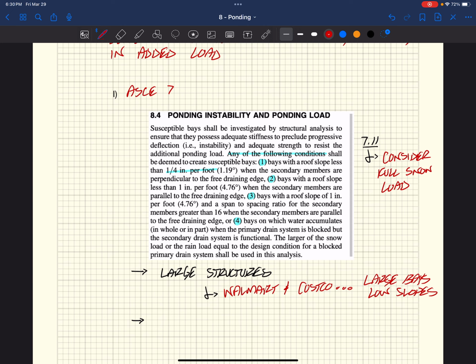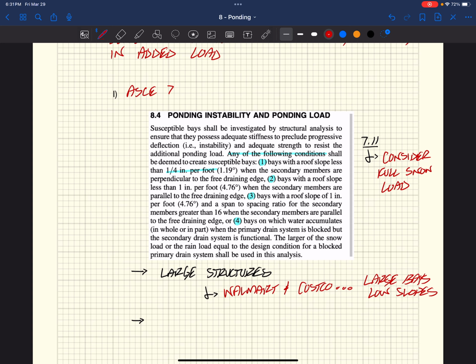And so definitely ponding is an interesting one. But what you can do as a really quick check, and maybe a belt and suspenders, is for some of those larger structures, Walmart, Costco, Murdoch's, things like that, we can go through, especially with steel structures, and do some quick calculations to just see how susceptible your bays in design are to that ponding instability, right? You can just confirm that we have adequate stiffness and strength that we can preclude ponding. We don't have to worry about it.